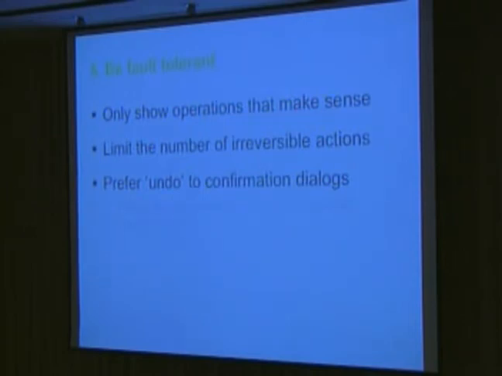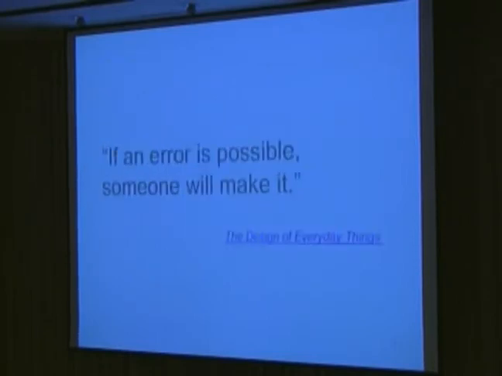And there is a reason for that. When users get more familiar with your application, they tend to make fewer mistakes, right? And by using the undo feature instead of confirmation dialogues, you actually save your user a click, and that's very important in user experience. Another quote: if an error is possible, someone will make it. That's another reason why you have to make your application fault tolerant.